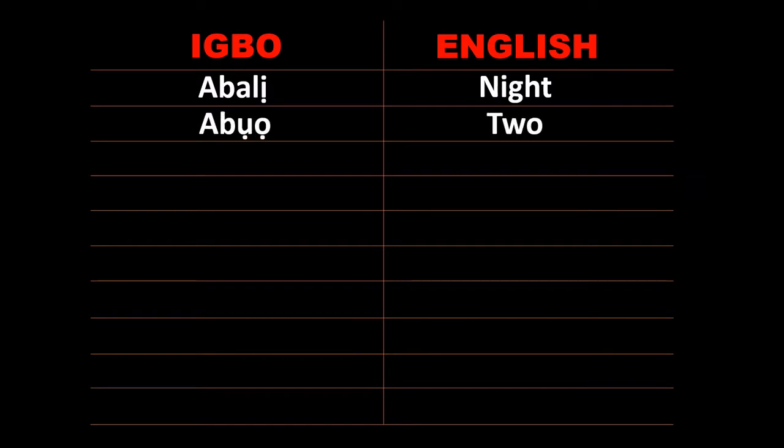Abo, two. Abum, I am. The alphabet in yellow color represents I.